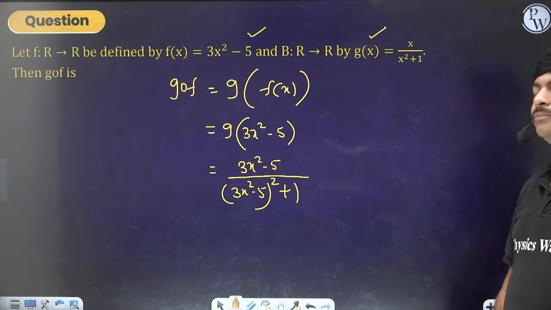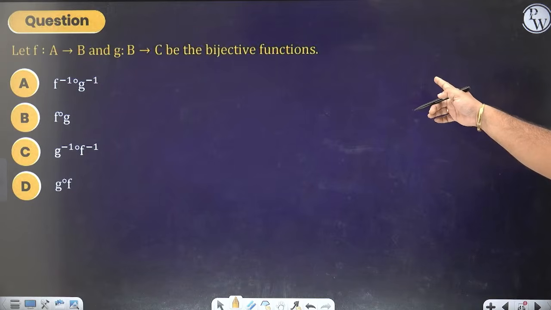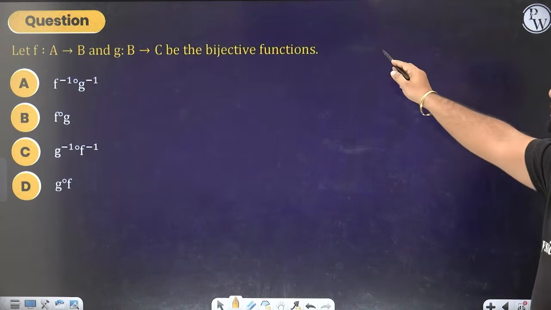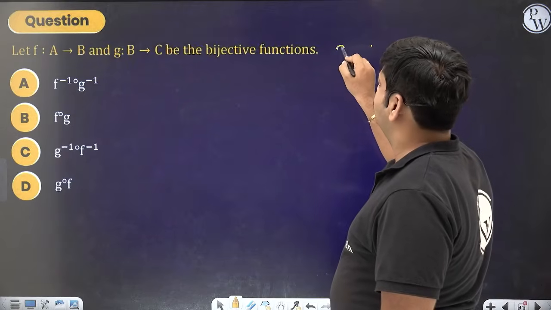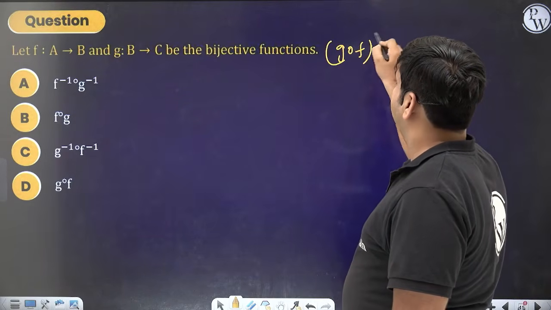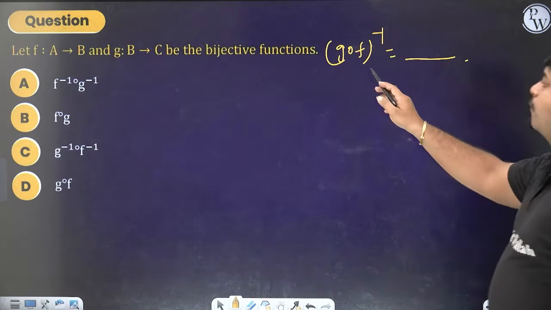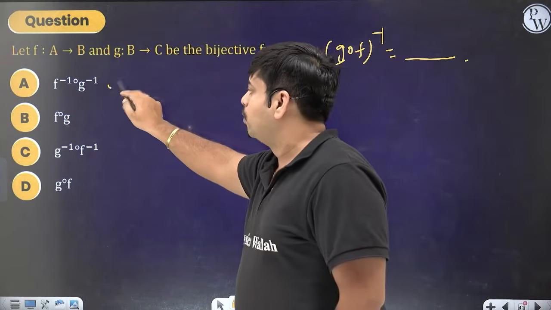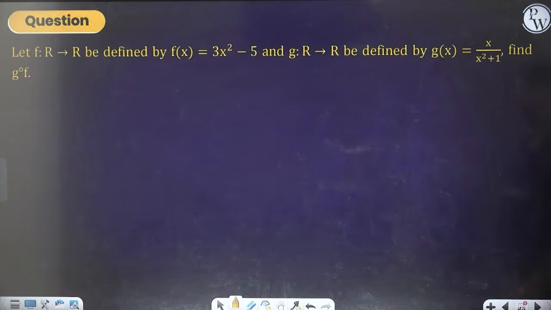What next are we having? If f is from A to B, g is from B to C, be bijective functions. Something is missing here, people. I'm so sorry for that. Then what is (g circle f) inverse? I'm not sure, but something like that. So (g circle f) inverse will be equal to f inverse circle g inverse. Please work on that.